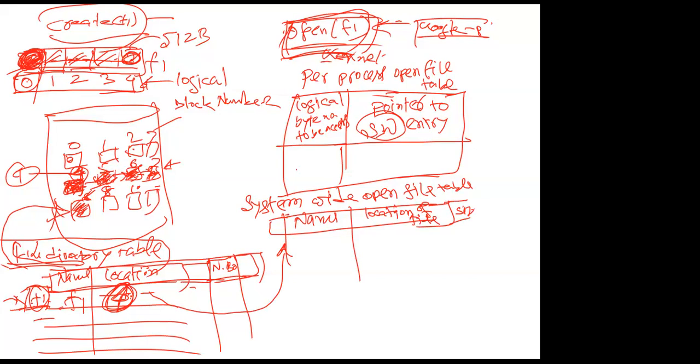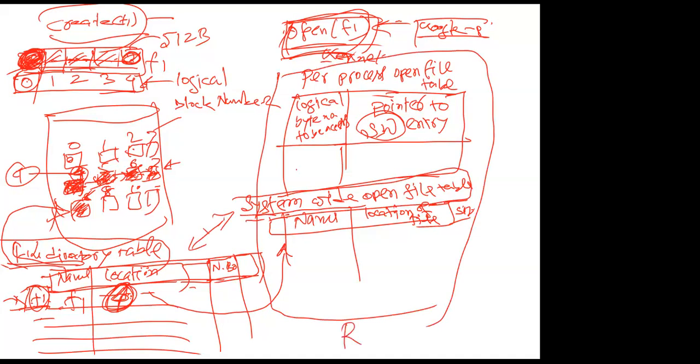The size as well as the permission, and also the number of blocks of a file. These entries are also contained in the file directory table, and also in the system-wide open file table. Let's see what the difference is between the file directory table and the system-wide open file table. As I mentioned, this table is maintained inside the RAM, inside the memory, but this table is permanently stored in the SSD.